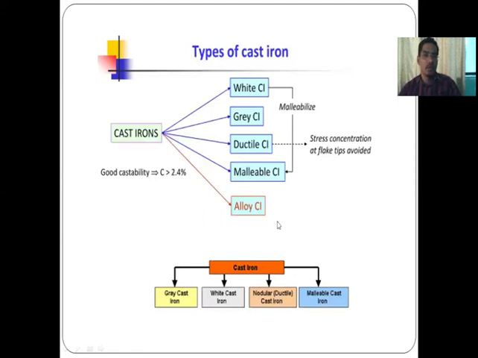This is again a chart-wise representation for cast iron: white cast iron, gray cast iron, ductile cast iron, malleable cast iron, and alloy cast iron. They have good castability, 2.4%. So stress concentration at flake tips is avoided.